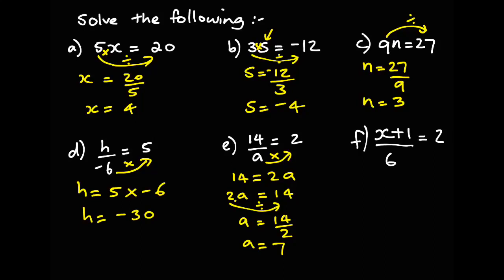Moving on to F. To get x by itself, we've got to go with the order of operations. So we've got to do the division first because the x is being divided by 6 and so is the 1.